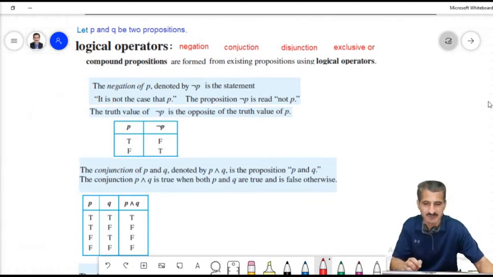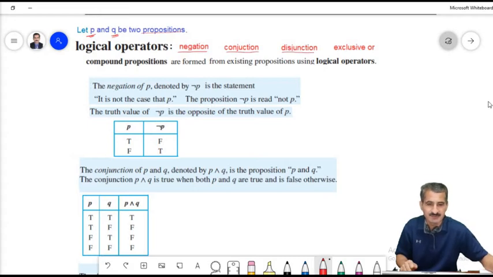Now, what are we going to do with the propositions? We will do some composition of propositions to obtain compound propositions. Assume we have p and q representing propositions. Now we will define what negation, conjunction, disjunction, and exclusive OR mean.